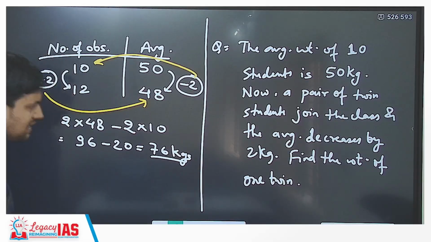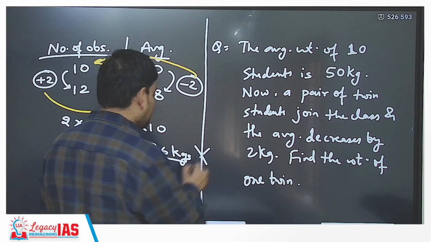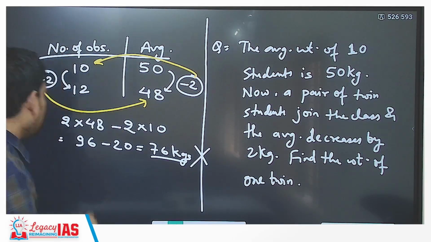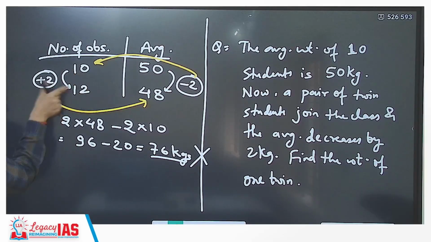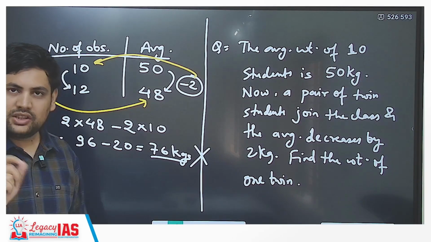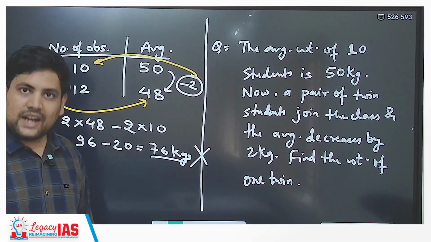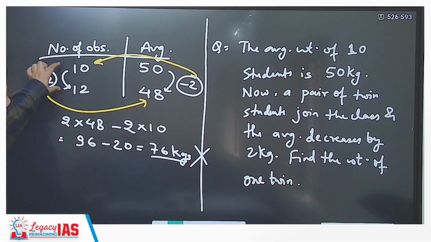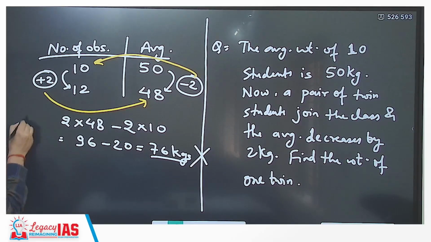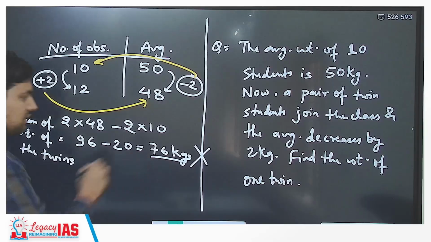Now, is 76 kg the weight of one twin? No. If you mark this, this will be wrong. Why? Because you are actually getting whatever is the difference because of these two observations together. There you only had one observation changing, just one new student or the one teacher was included or excluded. That's why you directly got the weight. Actually, this gives you the change because of both observations. So this is the sum of the weight of the twins.